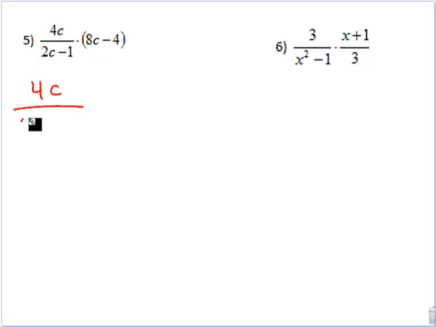So let's see, we'll have 4c over 2c minus 1 times. You said we can take out a 4. So if we take a 4 out of our 8c minus 4, what are we left with? 2c minus 1. Yep, 2c minus 1. And then all over 1, because there's nothing there to start off with. So now looking at the numerators and the denominators, anything that we can cancel or simplify? 2c minus 1s we can.